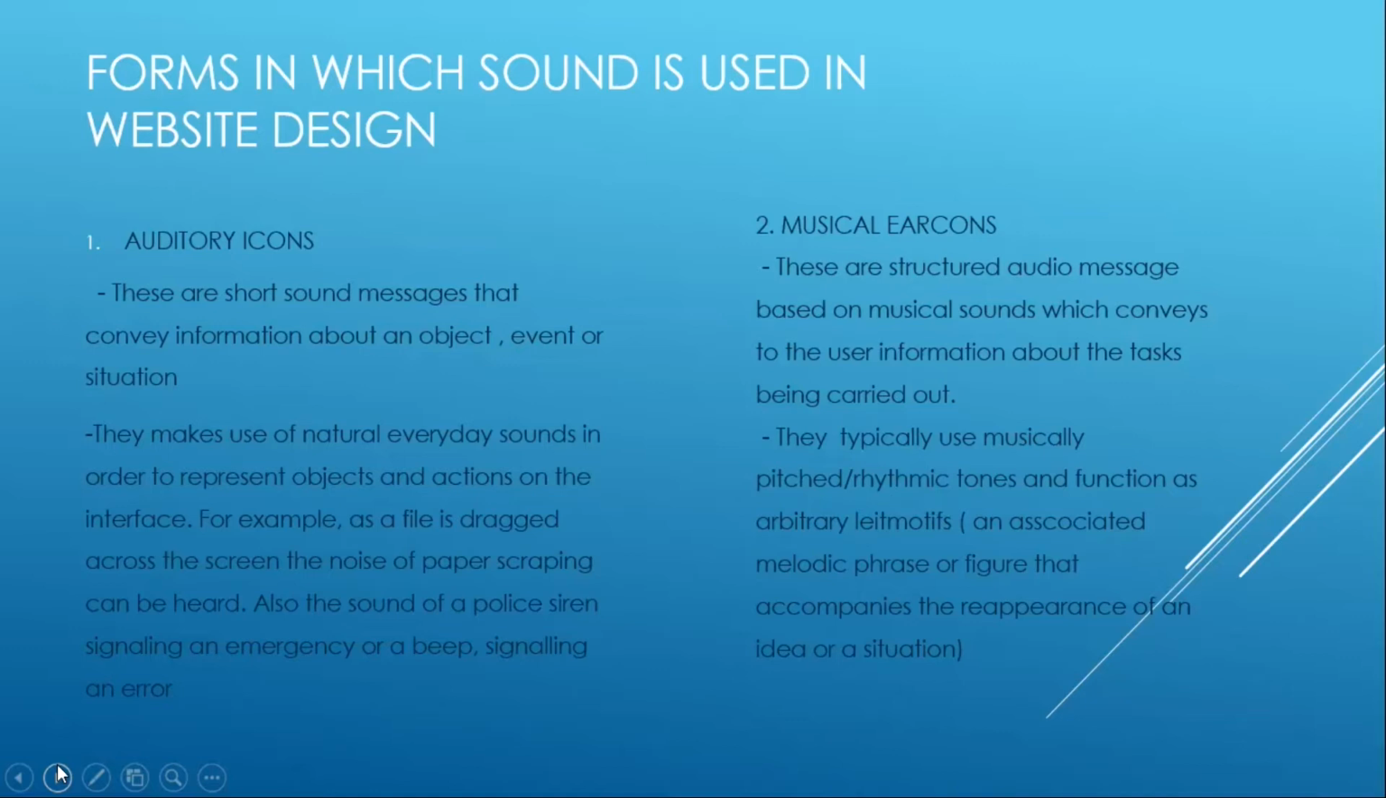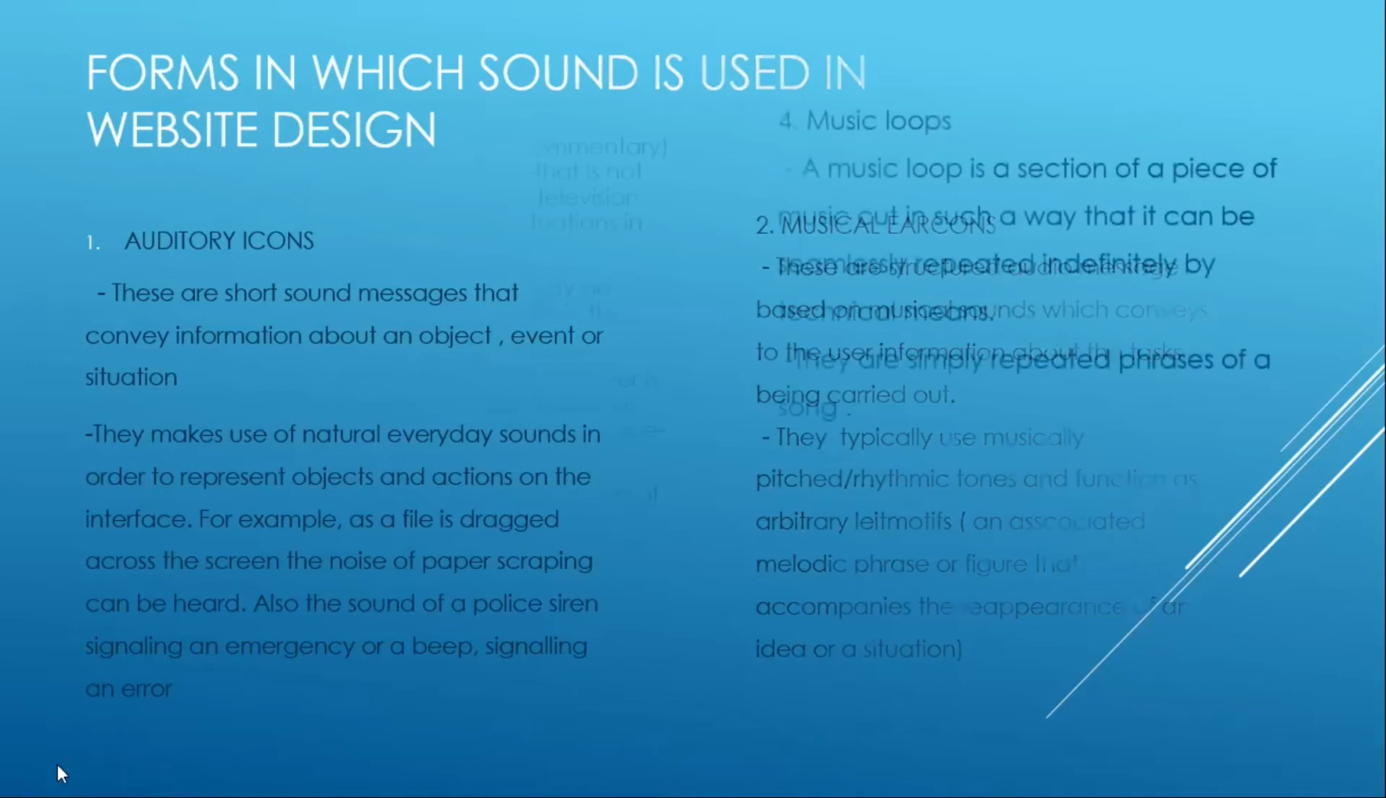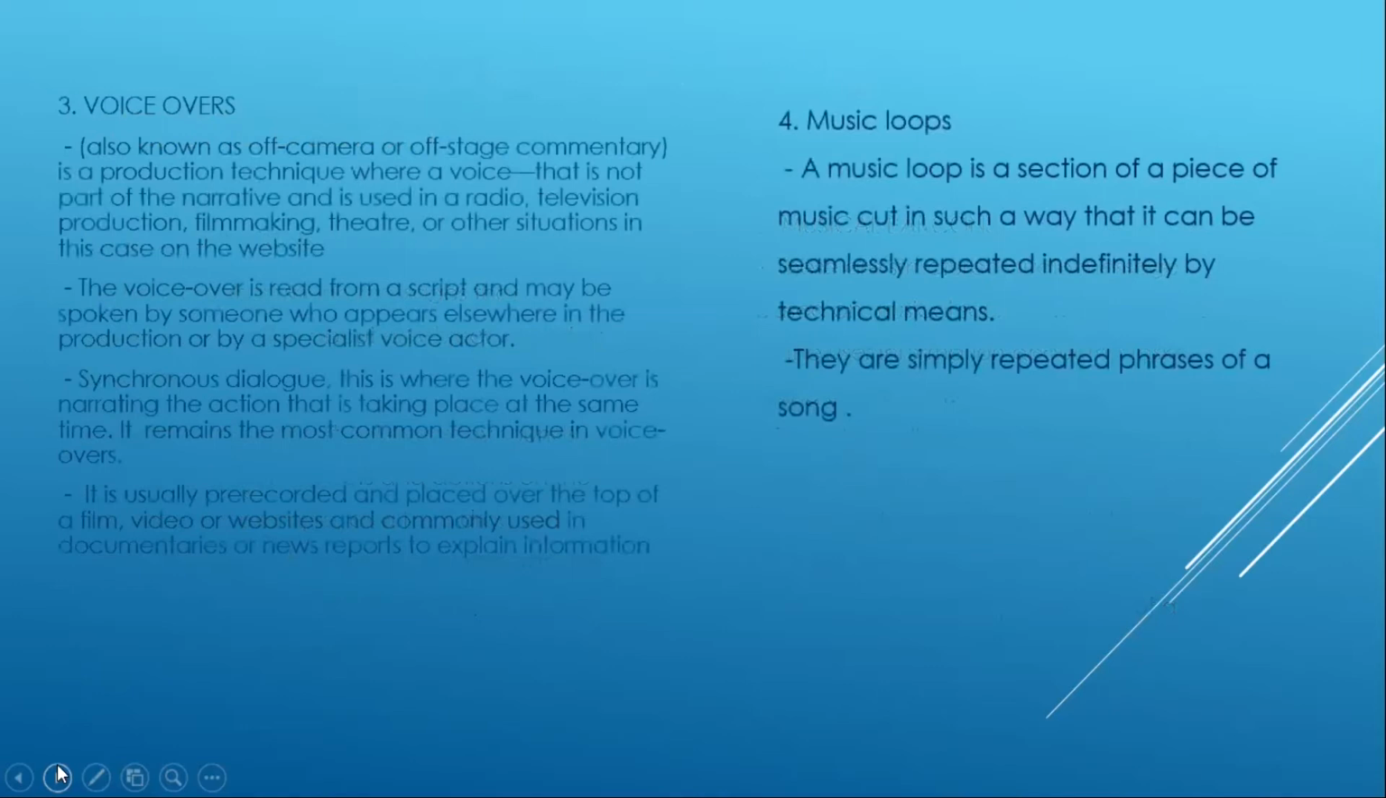Next is the voiceover, also known as the offstage commentary. It's a production technique that is not part of the narrative and is used in radio, television, and filmmaking. The voiceover is read from a script, and the person isn't seen in the video, but his voice can be heard.